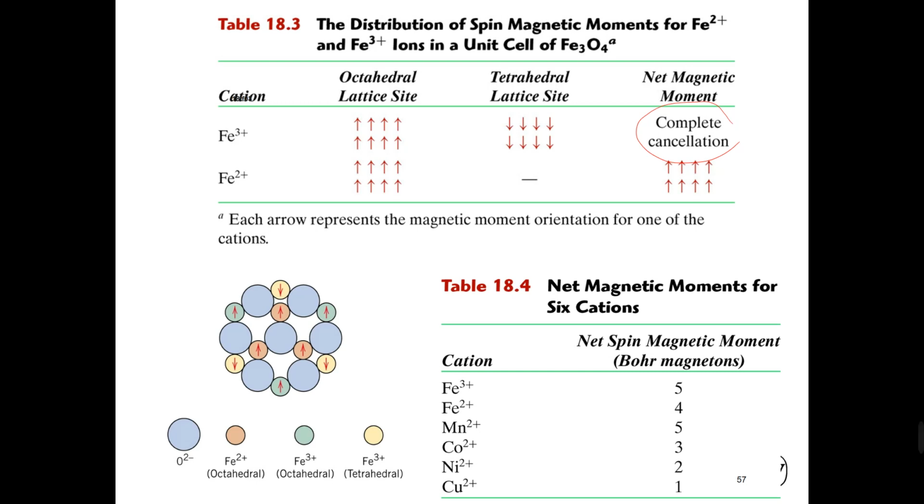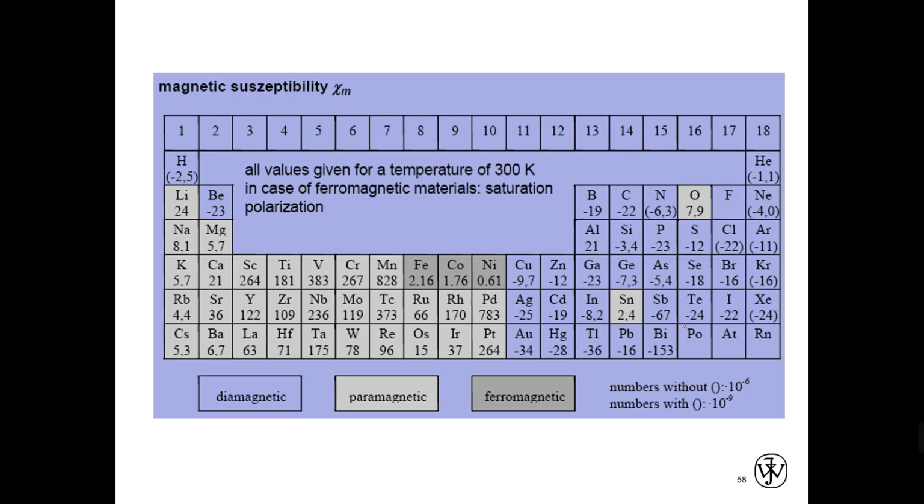So this is the picture again. The blue one is the O2-, the orange one is Fe2+, Fe3+ is the green one, and Fe3+ with tetrahedral condition or crystal structure will be the yellow one. So net spin magnetic moment in Bohr magnetons is as listed in the table here. Okay, so I'll move to the next one.